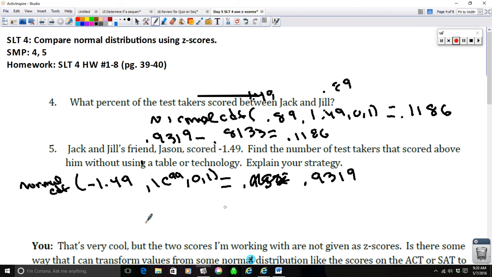0.9319. Again, if you're doing this by chart on the back, you look at negative 1.4 for the row, 0.09. And if you're looking up that way, negative 1.4 for the row, all the way to 0.09 is 0.0681. And then you have to do 1 minus 0.0681, and that's the answer we have. But they didn't ask the percentage. They asked how many. So you would then take that number and multiply it by how many people took the test.